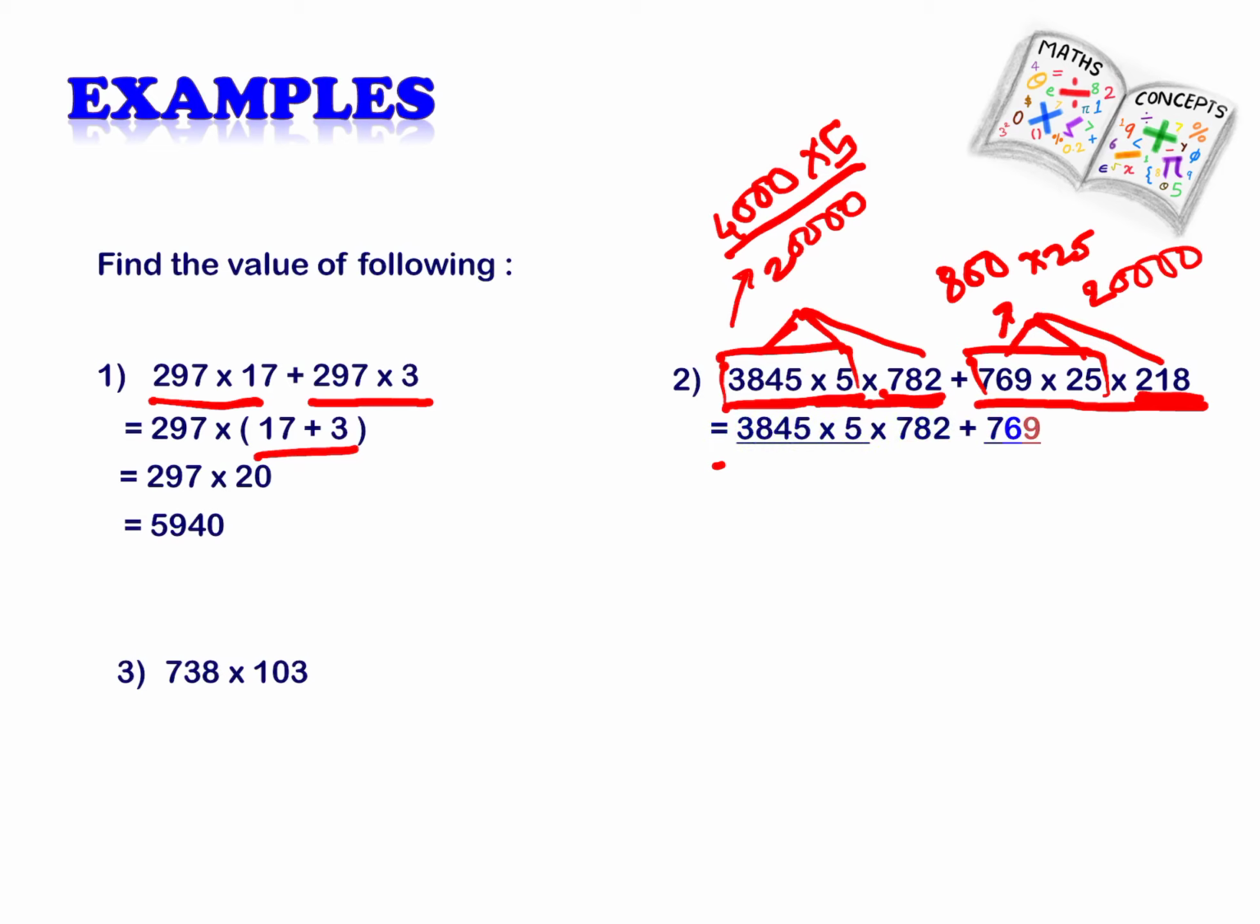Okay, so let's multiply first two numbers on both sides of plus sign, which will give me 19,225.